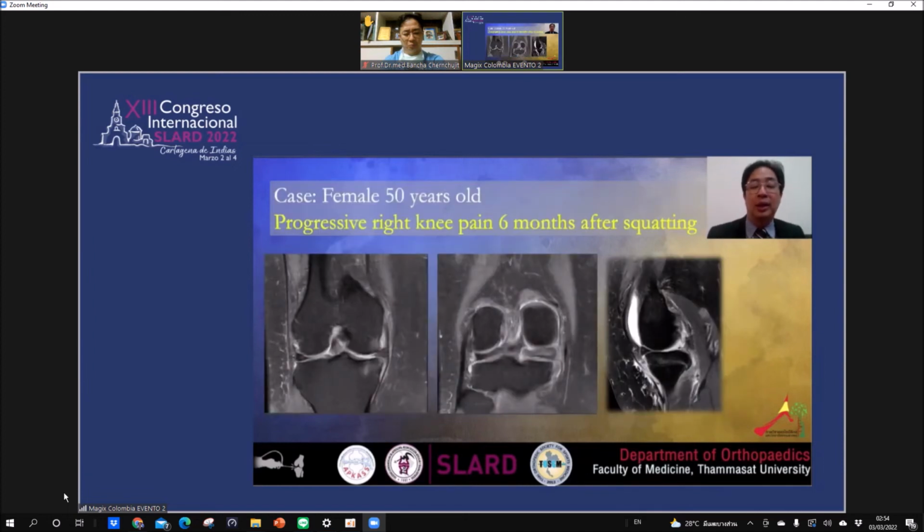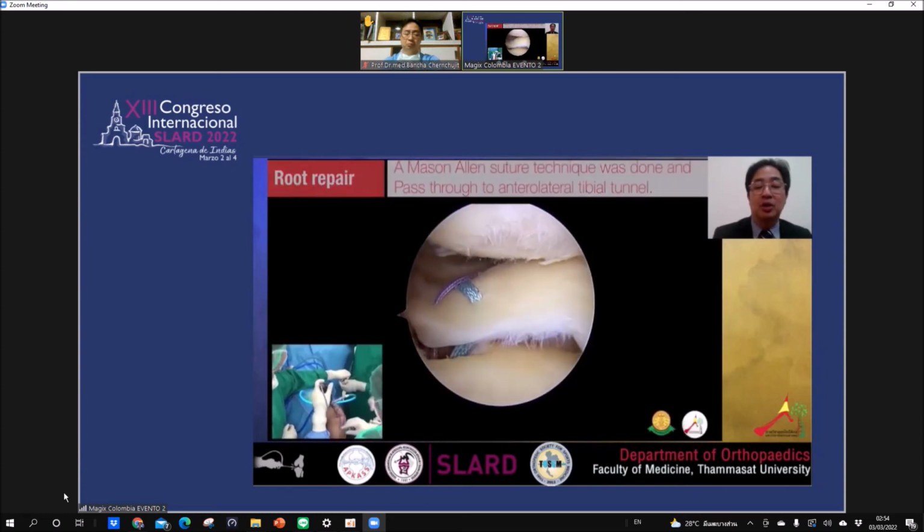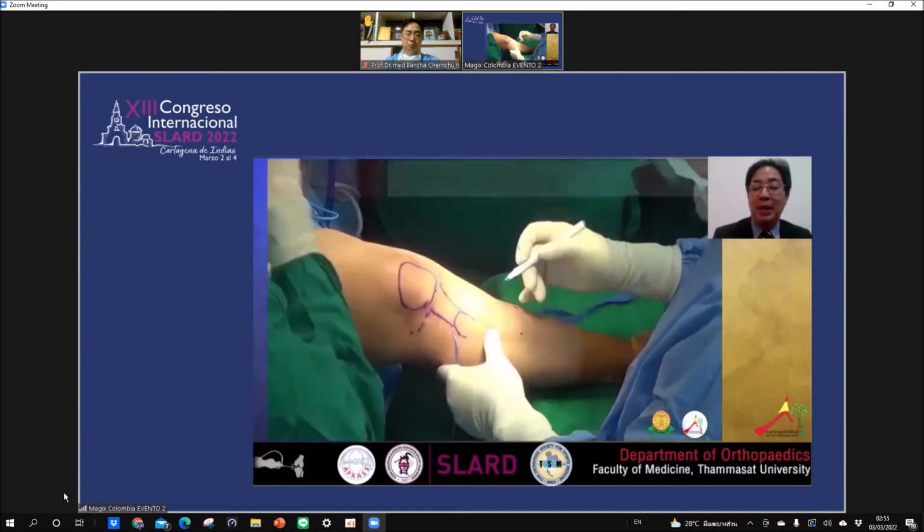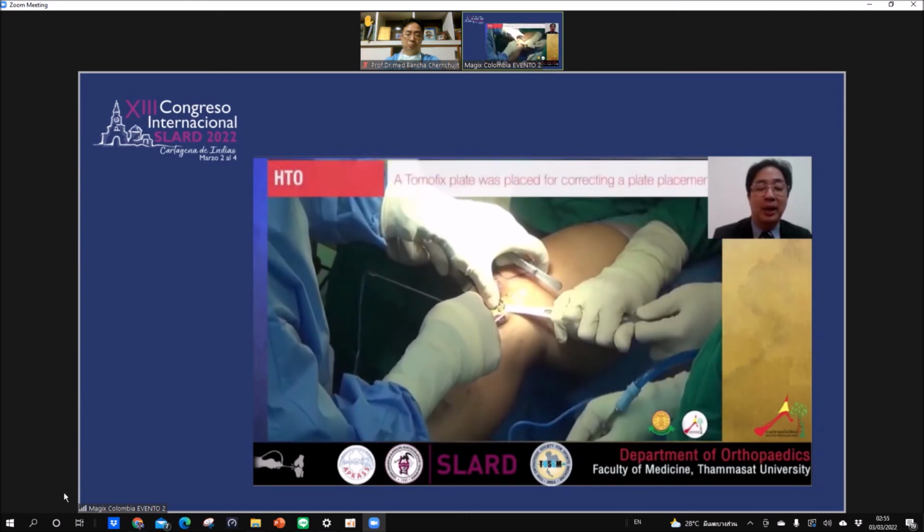A 50-year-old lady with progressive right knee pain for 6 months after squatting. MRI shows the meniscus extrusion with subchondral bone marrow edema, the Krebs sign positive and the goat sign positive. First, I did arthroscopic meniscus root repair with Mason Allen fashion, followed by HTO.